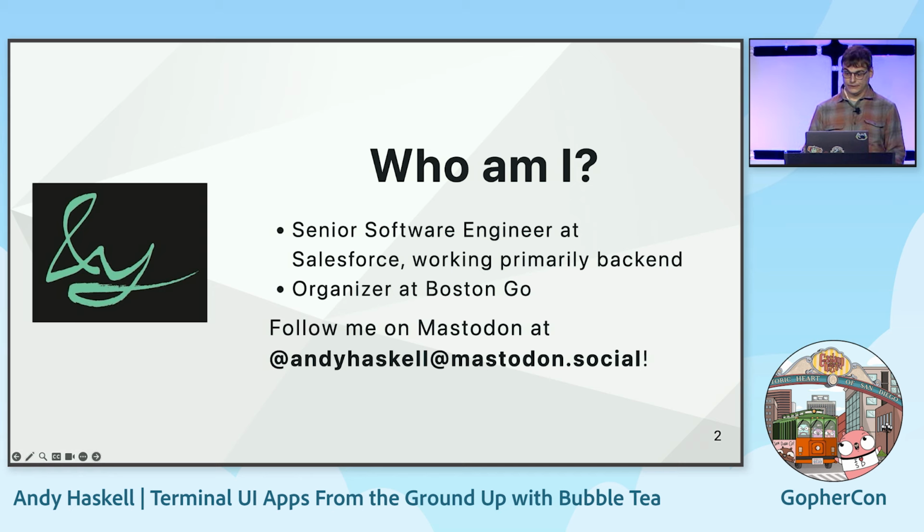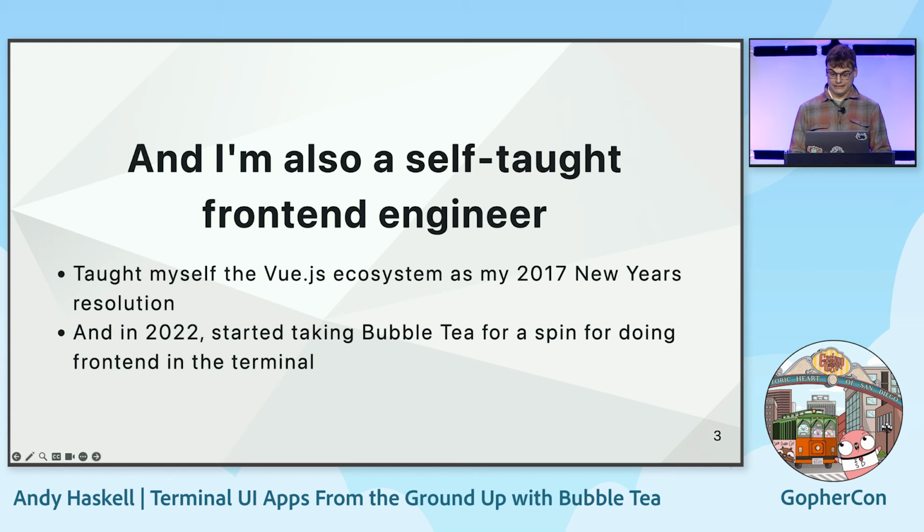I'm Andy Haskell, a senior software engineer at Salesforce, and at work I primarily code on backend. I've been doing that in Go since 2015, and I'm also one of the organizers of the Boston Go meetup. You can follow me on Mastodon at andyhaskell@mastodon.social. And in addition to the back-end stuff, I'm also a self-taught front-end engineer since 2017.